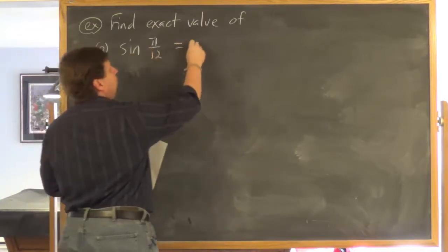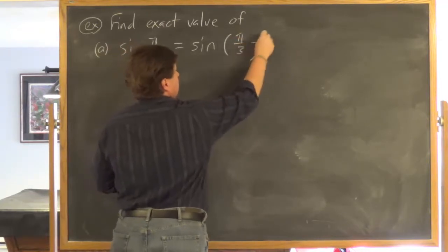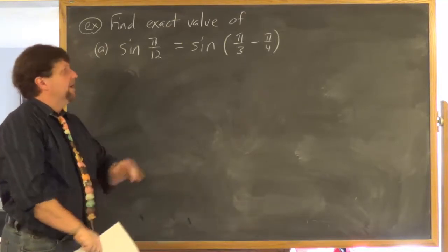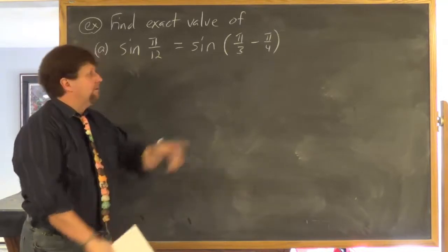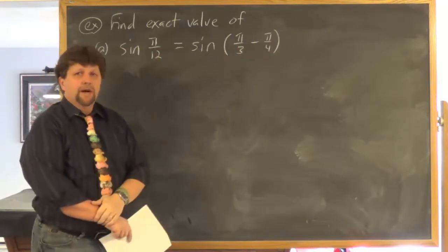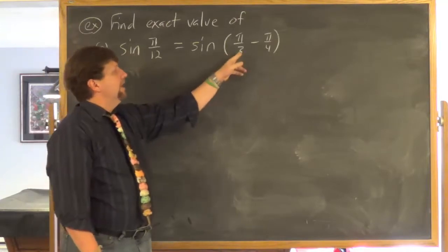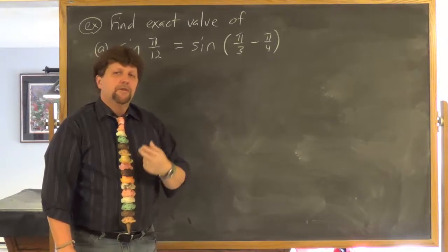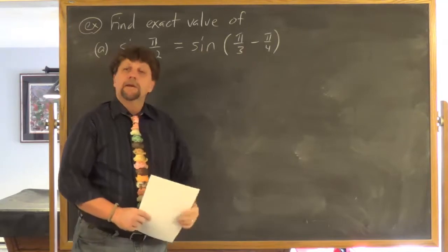Pi over 12 is nothing more than pi over 3 minus pi over 4. If you do pi over 3 minus pi over 4, you're going to get pi over 12. That's 4 pi over 12 minus 3 pi over 12. That's pi over 12. Being able to rewrite pi over 12 as pi over 3 minus pi over 4 now allows us to use our difference identity for the sine of a minus b.